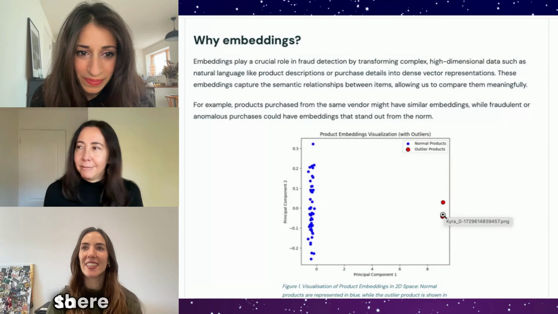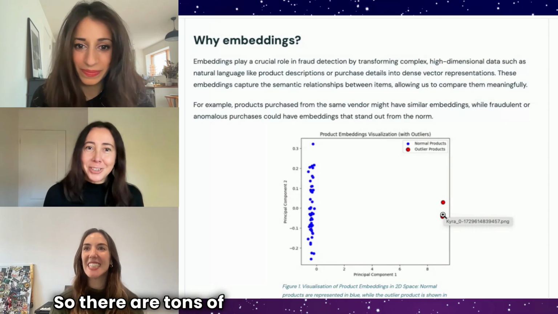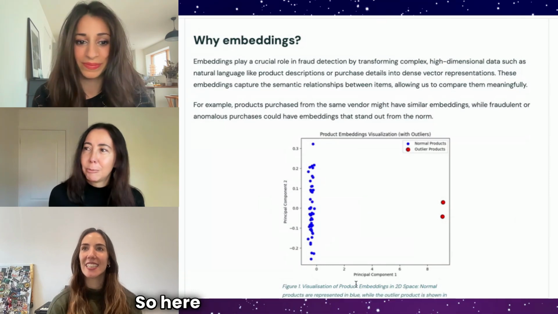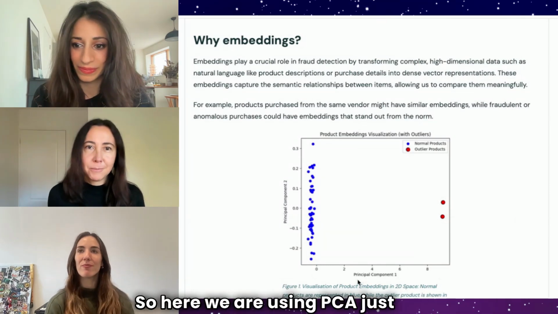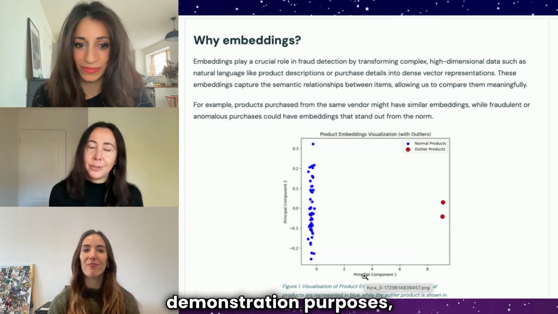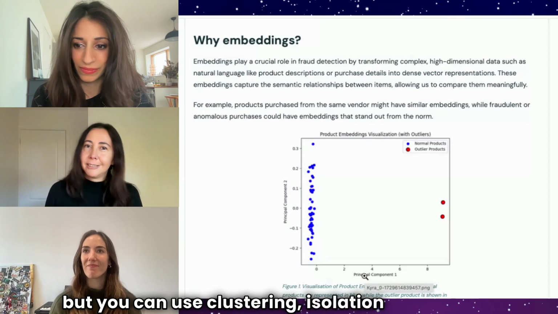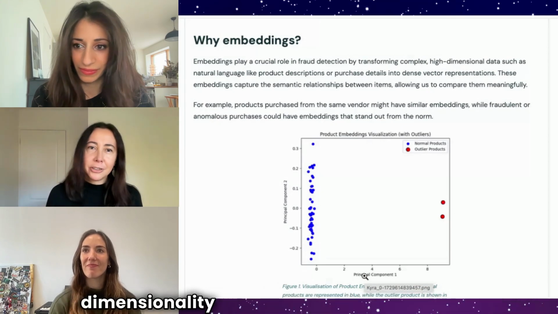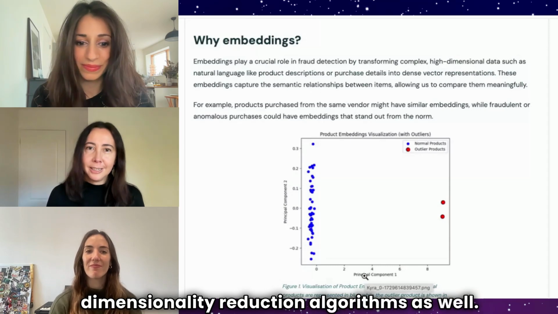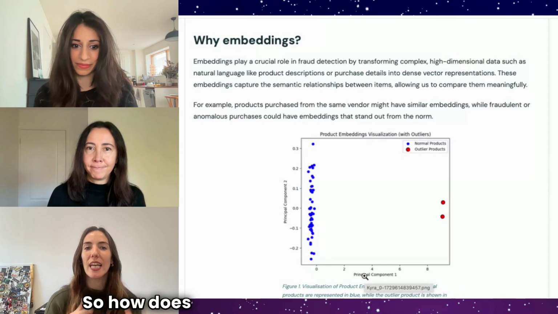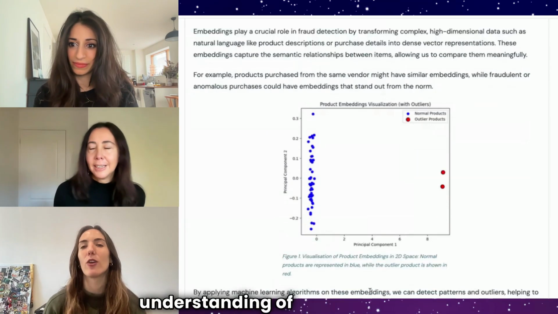There are tons of algorithms that exist to do this. Here we are using PCA just for demonstration purposes, but you can use clustering, isolation forest, or other dimensionality reduction algorithms as well. And then what is the LLM aspect on this? How does the LLM enhance the contextual understanding of the anomaly?